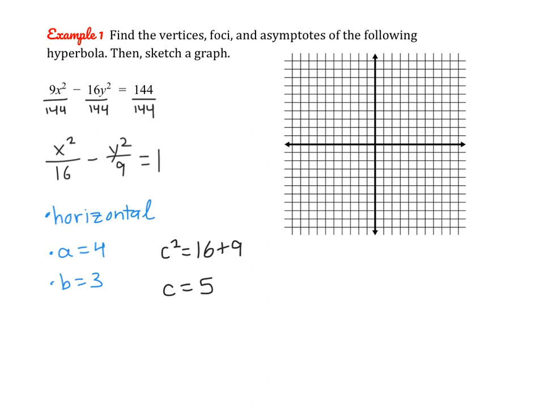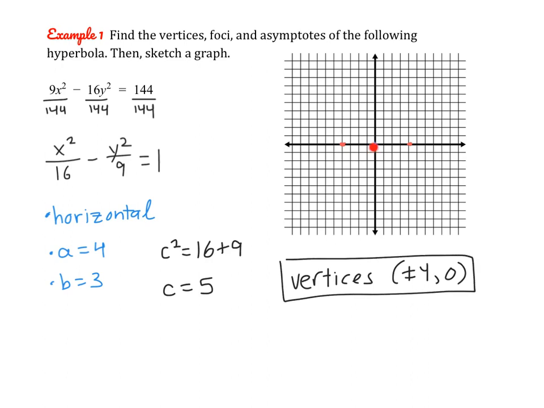I'll draw it with the blue dot. And remember, our a value, since it's horizontal, is going to be the horizontal distance to the right and left, and that's going to be where our vertices are. So I go 4 units to the right and then 4 units to the left, and those are my 2 vertices. So that's one of the things that we are supposed to list. They're going to be at plus or minus 4, 0.